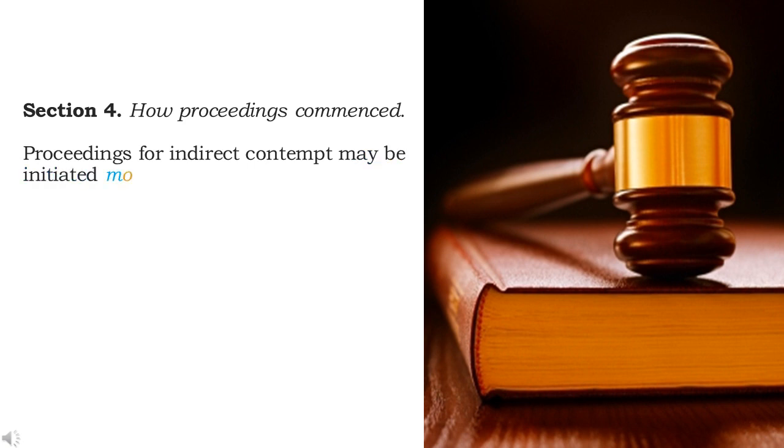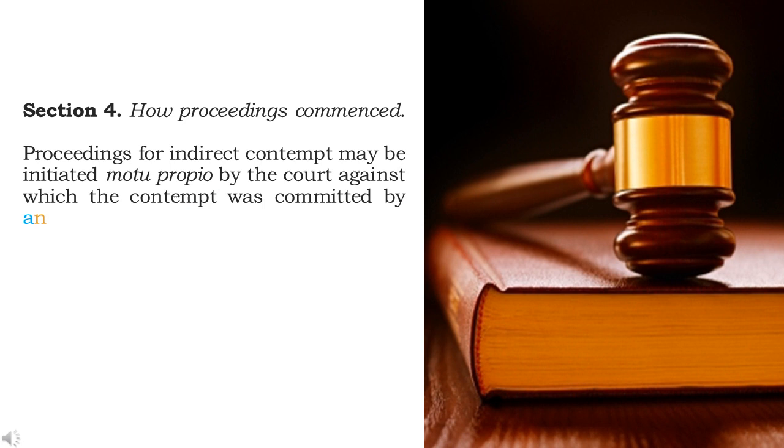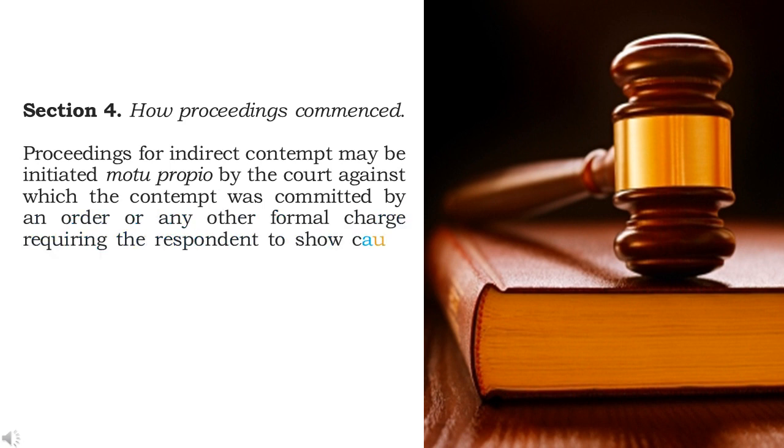Section 4. How proceedings commenced. Proceedings for indirect contempt may be initiated motu proprio by the court against which the contempt was committed by an order, or any other formal charge requiring the respondent to show cause why he should not be punished for contempt.